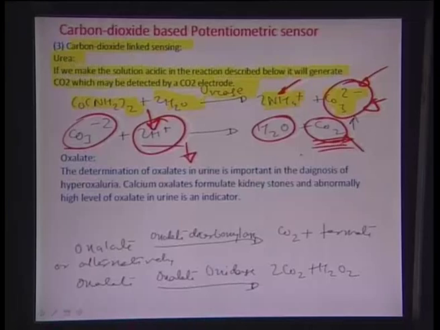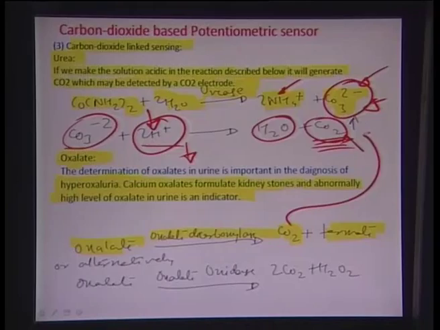Okay. So, calcium oxalates form kidney stones, as we are all aware, and this essentially means an abnormally high level of oxalates in the urine, and we can detect that again through a carbon dioxide based sensor. There is an enzyme called oxalate decarboxylase which can break down oxalate into CO2 and formate. And you can measure the CO2 using an electrode like the one above, as you saw here.